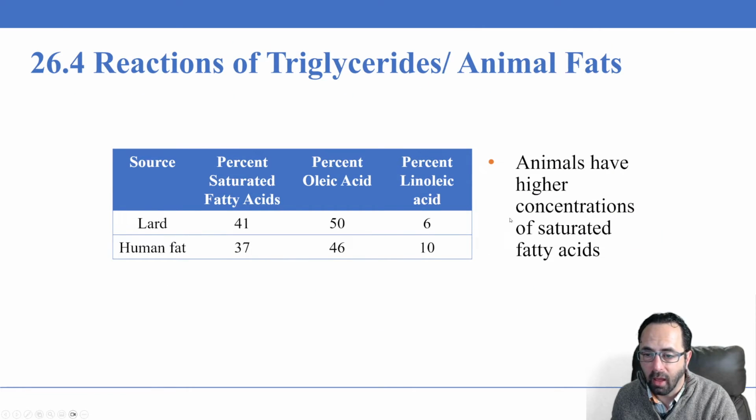Now, if we look at animals, different animals are going to have different percentages of fatty acids. So in humans, our fatty acids will be about 37% saturated. In lard, from pigs, it will be about 41%. The percent of oleic acid is comparable, a little bit higher for lard, a little bit lower for human fat, and the percent of linoleic acid a little bit higher for humans.